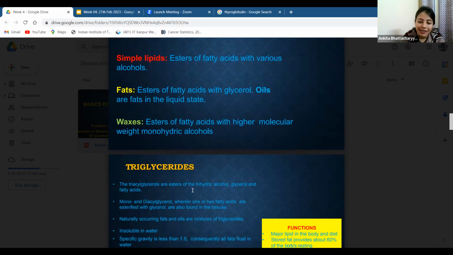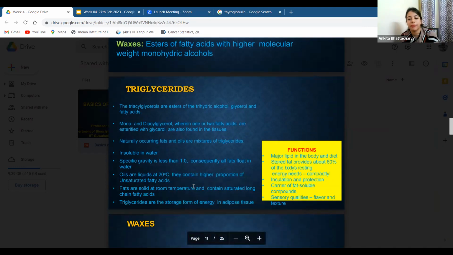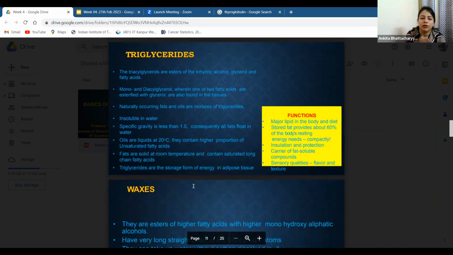Then we come to triglycerides. So triacylglycerols are esters of the trihydric alcohol glycerol and fatty acids. I'm not getting into all of these details. They are the energy storage packets, you can think about them that way. They are major lipids in the body, and in diet they provide about 60% of the body's resting energy needs, in a very compact area.